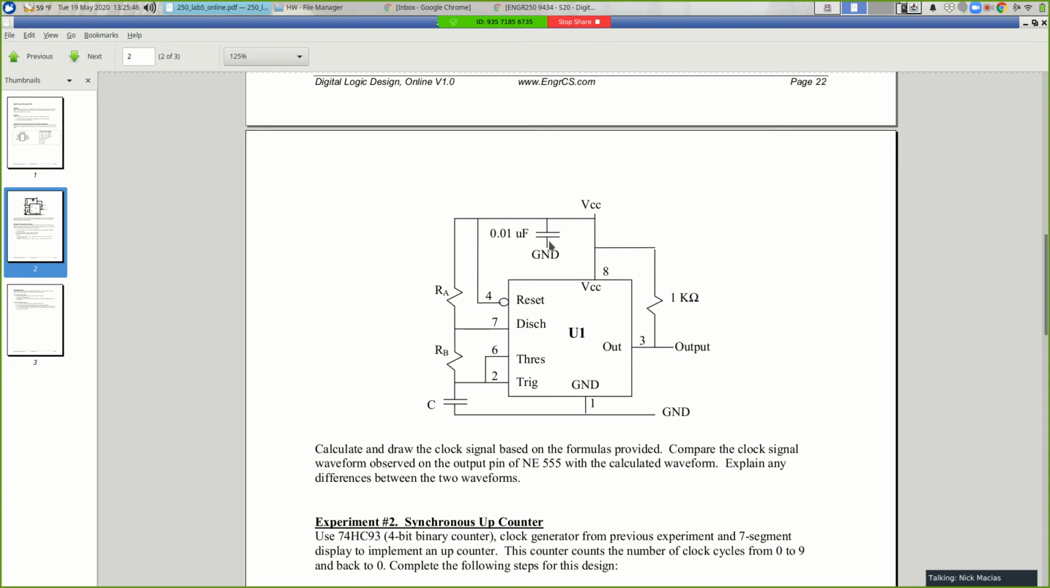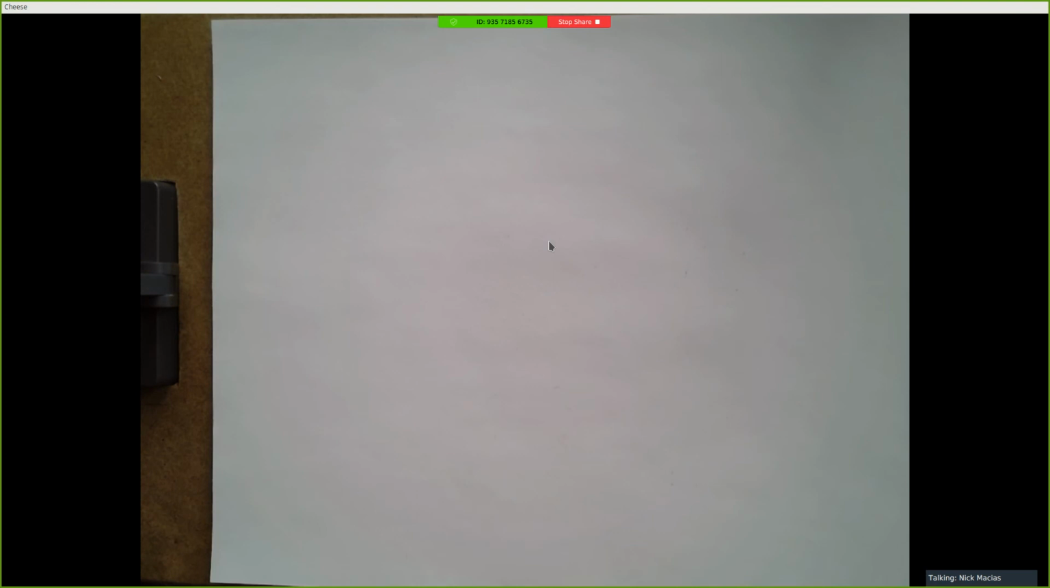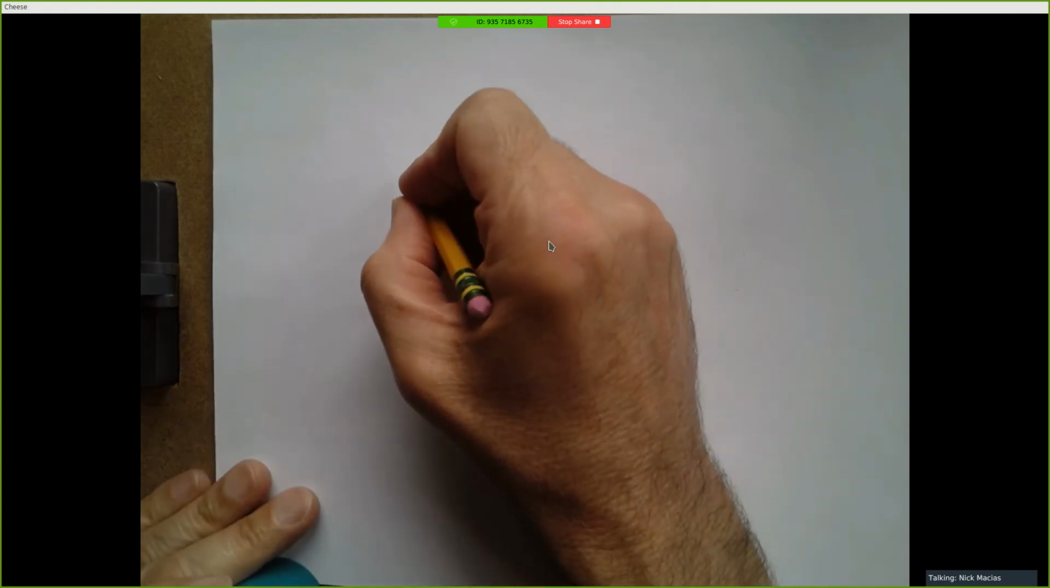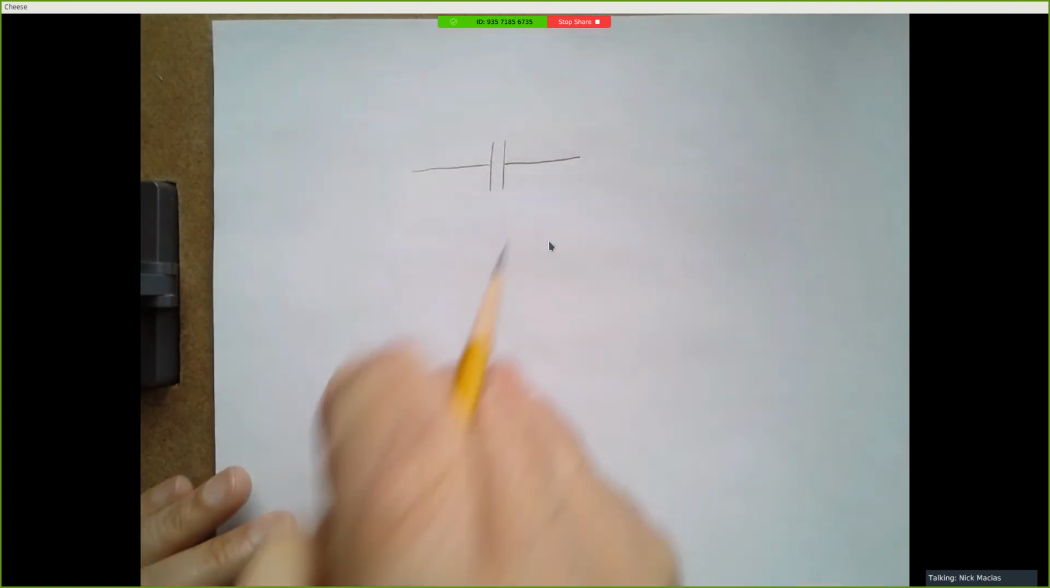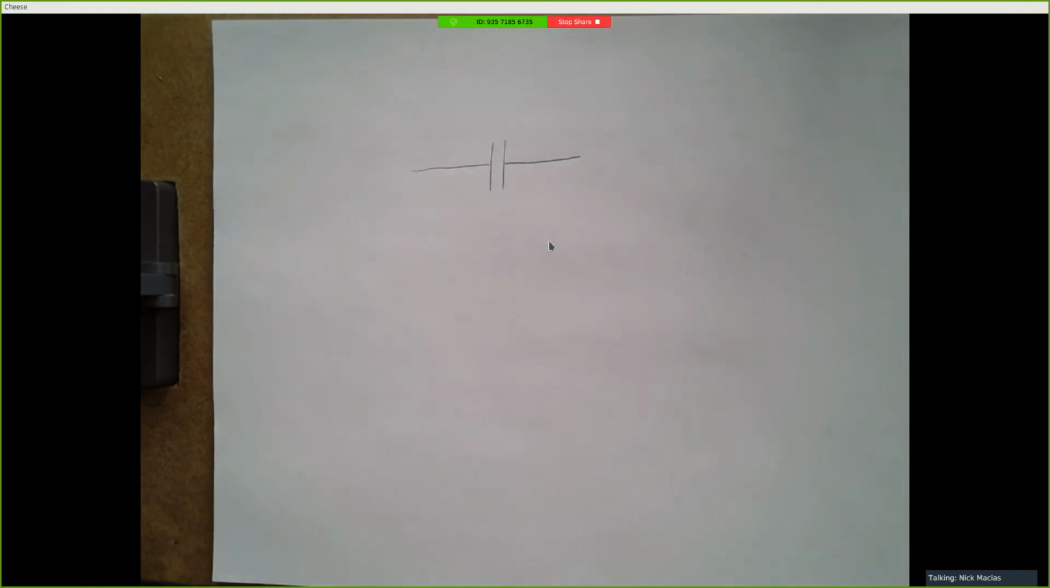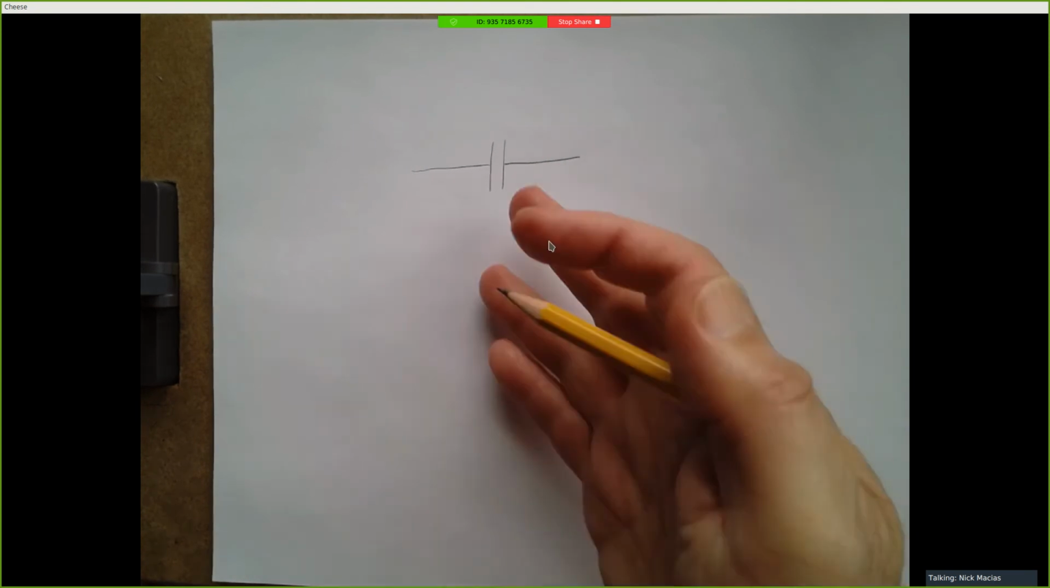Capacitors, maybe we touch on them in 120, maybe not. It depends who's teaching and how much time there is. But a capacitor, really interesting device. So the symbol for it is this, and the way a capacitor is set up physically looks like this.